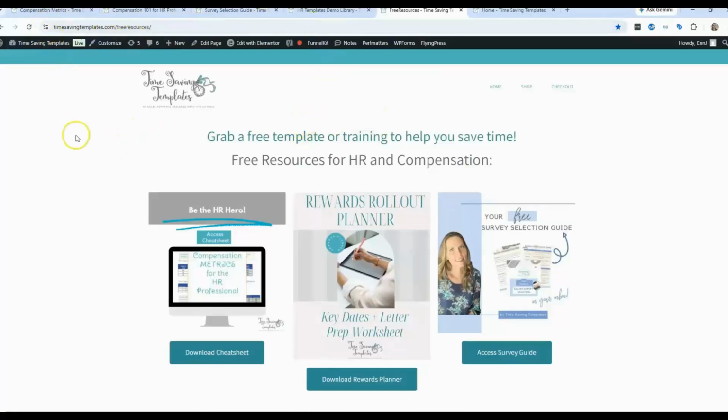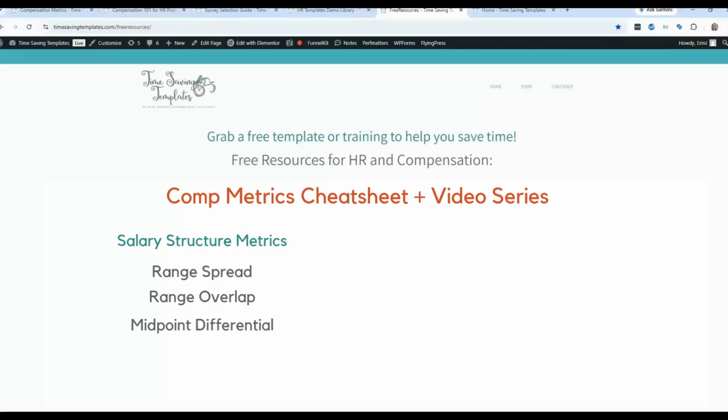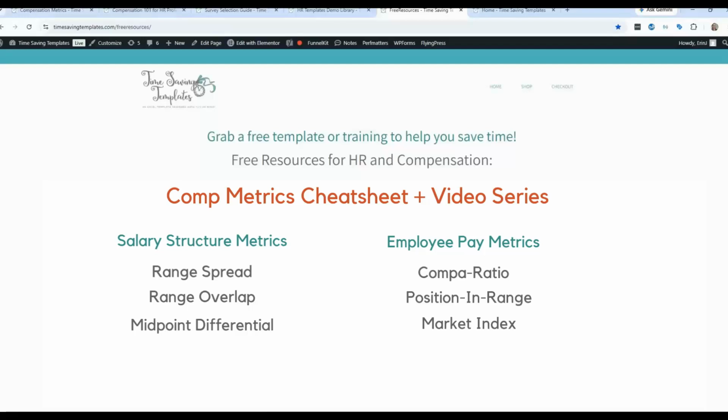If you go to timesavingtemplates.com, market index is just one of many compensation metrics that HR and comp professionals use. I will also link to the comp metrics cheat sheet so you can go over some of those other metrics. For salary structure, you could be looking at metrics such as range spread, range overlap, midpoint differential. For employee pay analysis, there's also comp ratio, position and range, and that sort of thing.